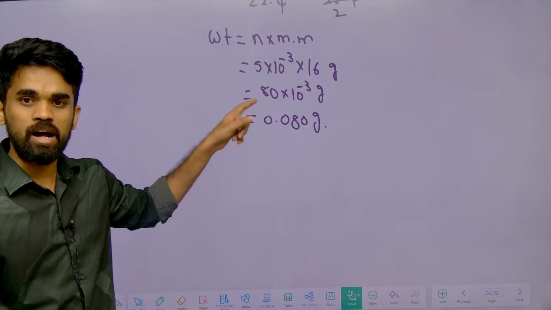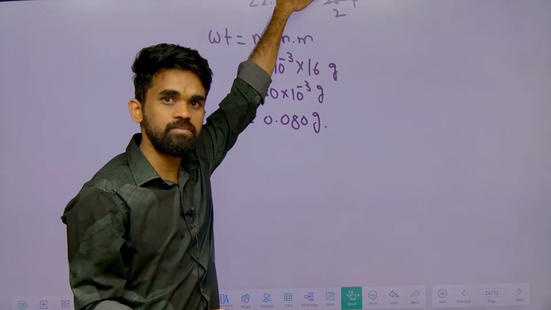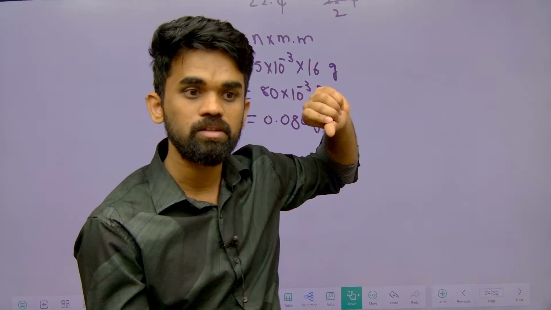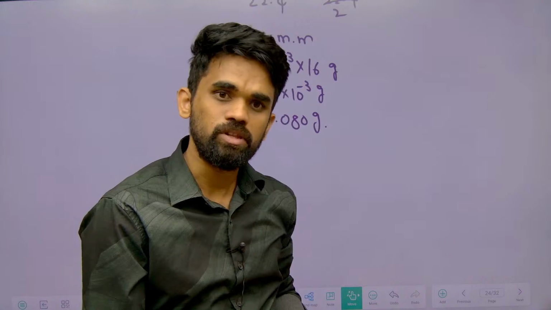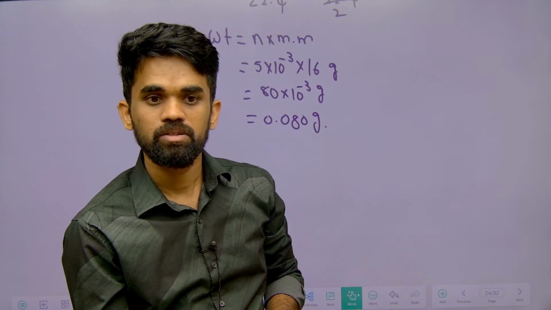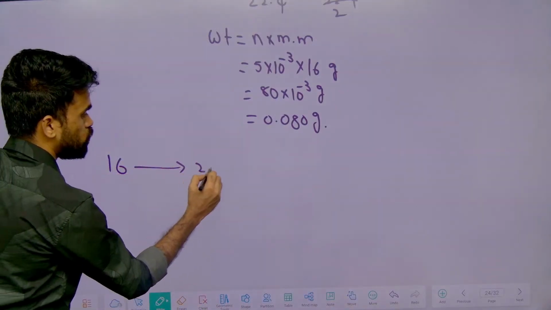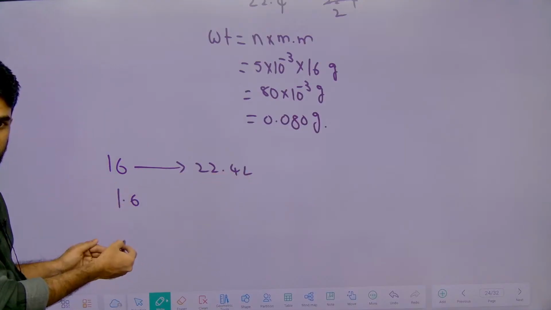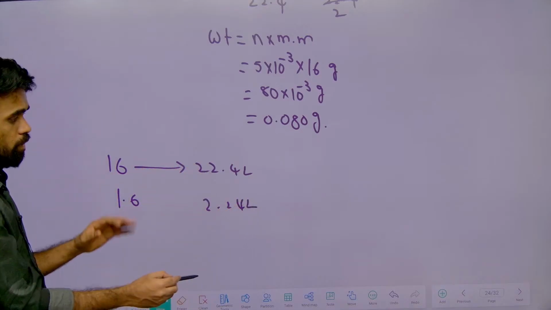Sometimes they will give you grams and they will ask you the volume occupied. For example, 16 grams of methane occupies how much volume at NTP? 16 grams of methane means 22.4 liters. Now they will say 1.6 grams. Very easy. See, 16 grams means 22.4 liters of volume at NTP. Now 1.6 means divided by 10 here. There also you divide with 10. 2.24 liters. Okay, basic understanding.